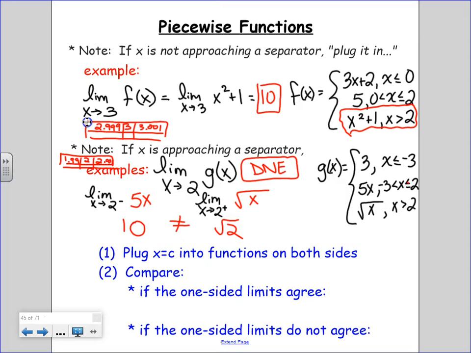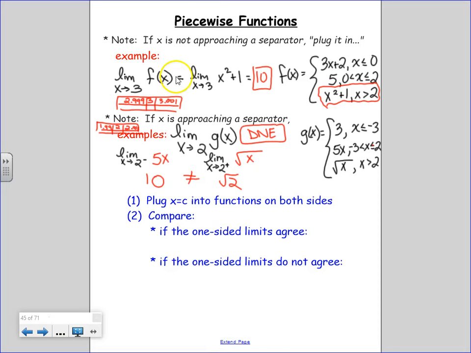At the bottom, kiddos, it's just a quick little recap of what we just saw. Basically, long story short, whenever you're taking a limit as x approaches c of a piecewise function, and c is a separator, because otherwise, just plug it into the appropriate piece. But if c is a separator, plug it into both pieces of the function that involve both sides of c, coming from a little bit less than, a little bit greater than. And then compare. And if those two one-sided limits were to agree, what would we say? The limit would exist.